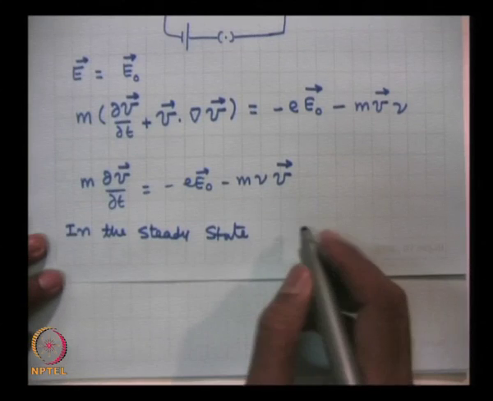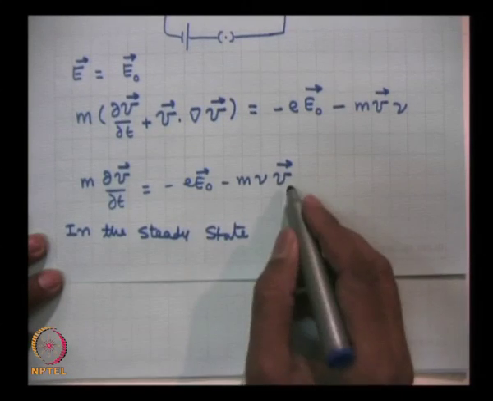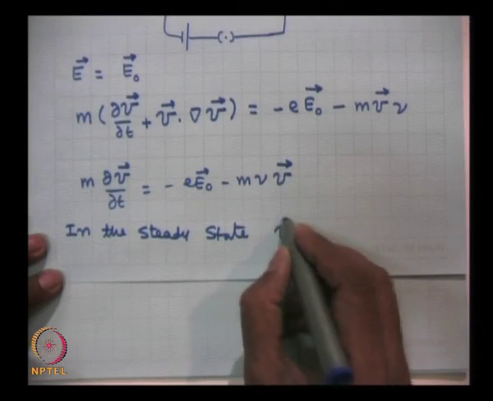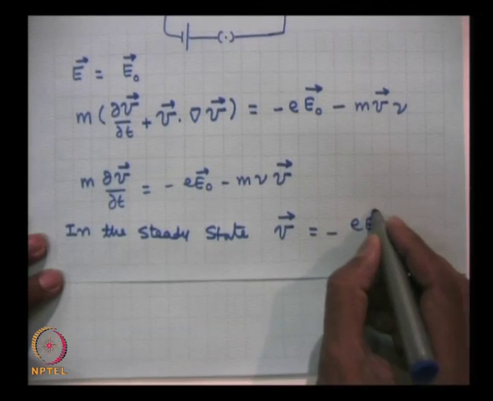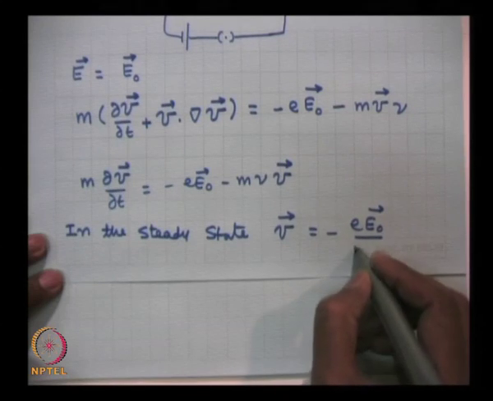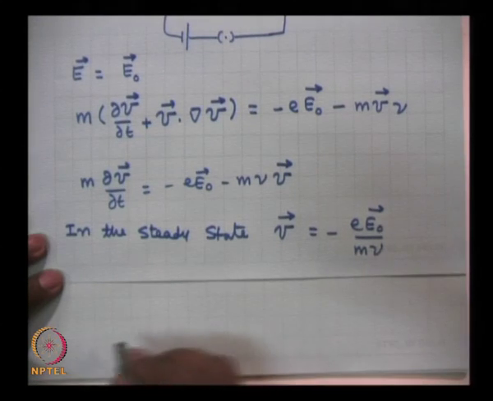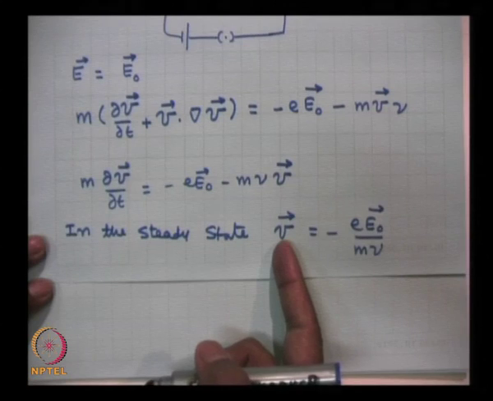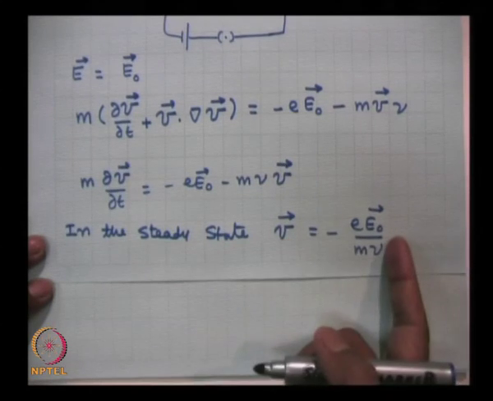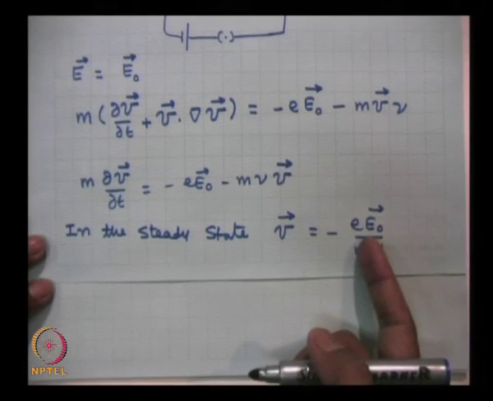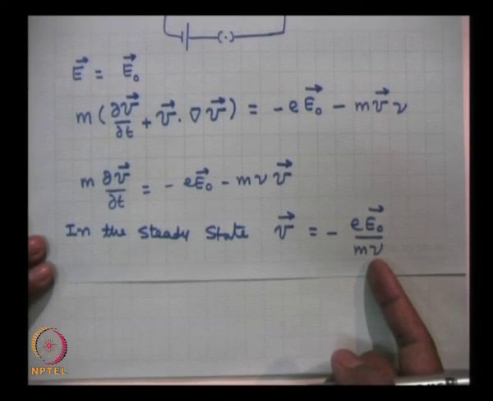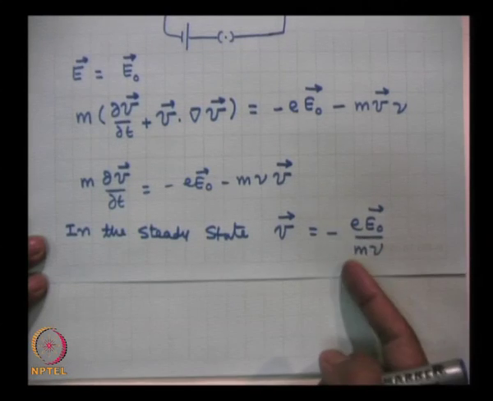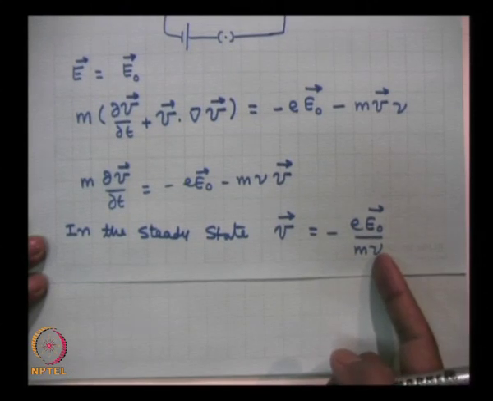So, in the steady state, if you put the sum of the two terms to 0, you will get the velocity of the electrons to be equal to minus eE0 upon m nu. So, the electrons have acquired a drift velocity due to the electric field which is opposite to the direction of the electric field, and it depends on a quantity called the collision frequency. Here minus e is the electron charge, m is the electron mass, and nu is the collision frequency.